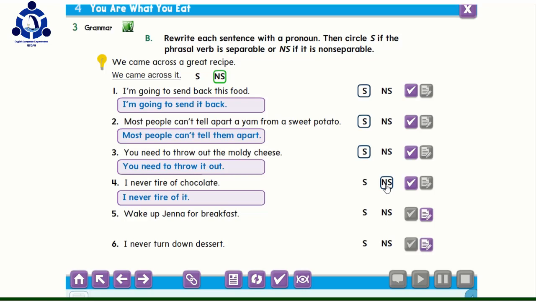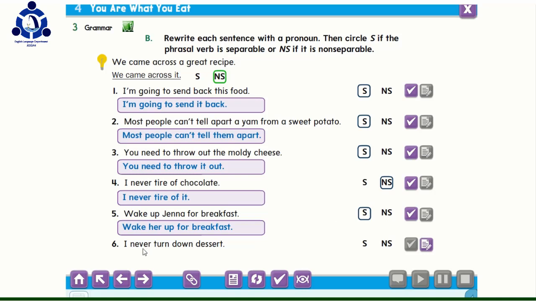Let's continue to the fifth sentence. Wake up Gina for breakfast. Wake up is the phrasal verb. Gina is the noun I should replace with a pronoun. How can I say it? It will be like this: wake her up for breakfast. So I replaced Gina with the pronoun her. Look, her came between wake and up, so it is a separable phrasal verb.